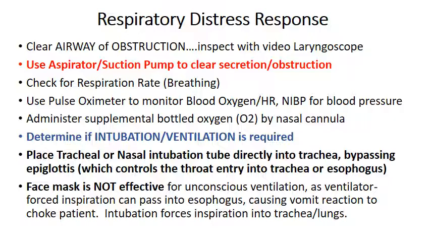That involves placing an intubation tube directly into the trachea, bypassing the epiglottis to make sure that the air gets into the lungs and not into the stomach, because the airway is common to both the stomach, esophagus, and the airway to the lungs. A face mask is not effective for unconscious ventilation, as ventilator-enforced inspiration can pass into the esophagus and into the stomach, causing a vomit reaction to choke the patient. Intubation is a very traumatic remedy, so it's something that is not chosen lightly.